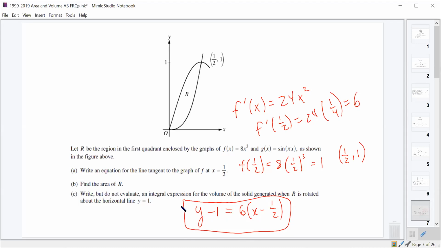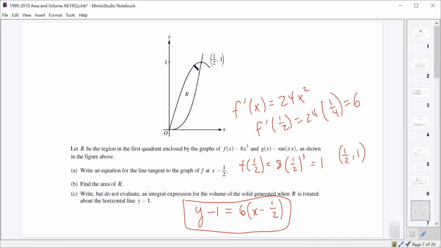Yes. Okay. All right. So part B says to find the area of region R. If we're looking for the area of region R, all we need to do is the upper function minus the lower function, and then integrate it from 0 to x equals 1/2 where they intersect. Which one is the upper function? F or G? G. Yeah, G ought to be our upper function.